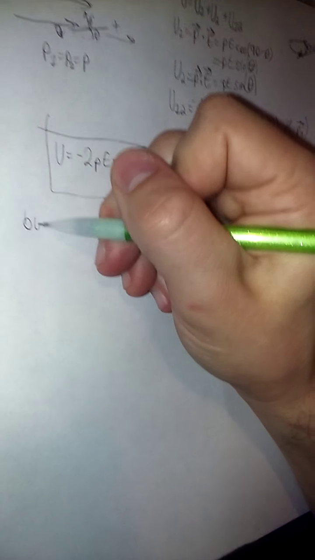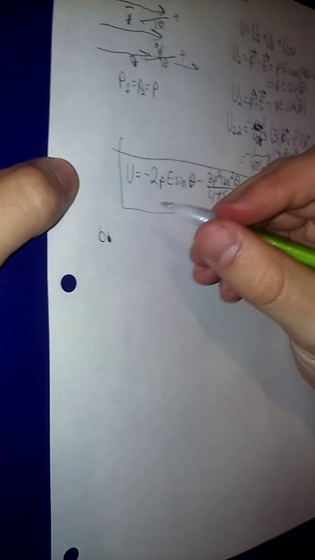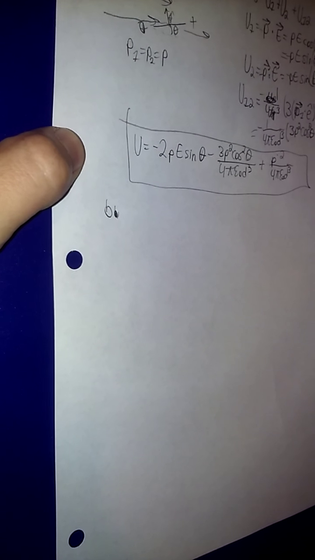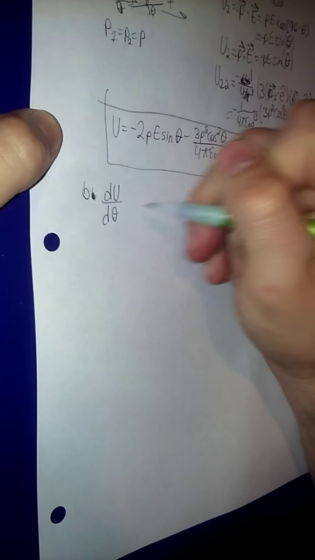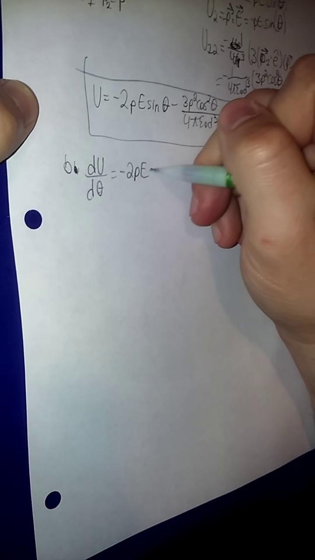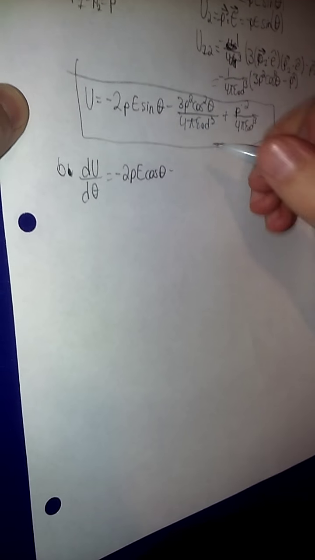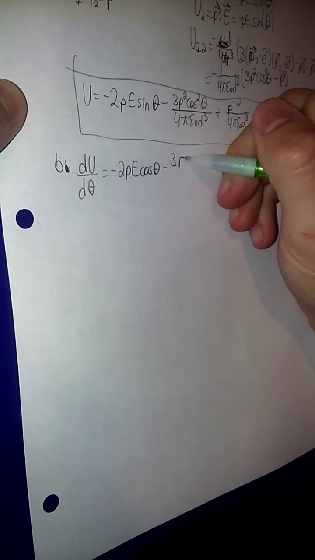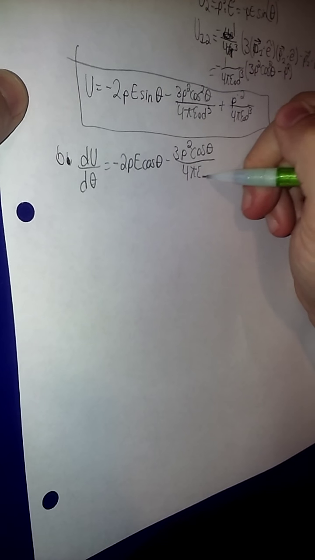Part B, find the situation where this is minimized. Find the configuration in which it's minimized. Take the derivative with respect to theta. This part we get a cosine theta. And from the derivative of this, we get a 2 out front, so 3p squared cosine theta, all from chain rule.